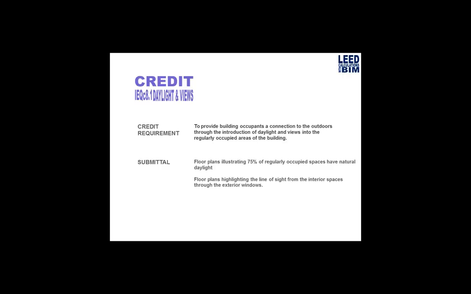So there are two separate credits. The submittal for the daylight one is that 75% of all the occupied spaces has to have natural daylight. And then the submittal for the views is that you want to submit some floor plans that show the line of sight from the interior spaces through to the exterior windows. I'm going to take it so far as doing some of the optimization from Grasshopper and then pushing that information into Revit. Once you're in Revit, then you can create your floor plans.